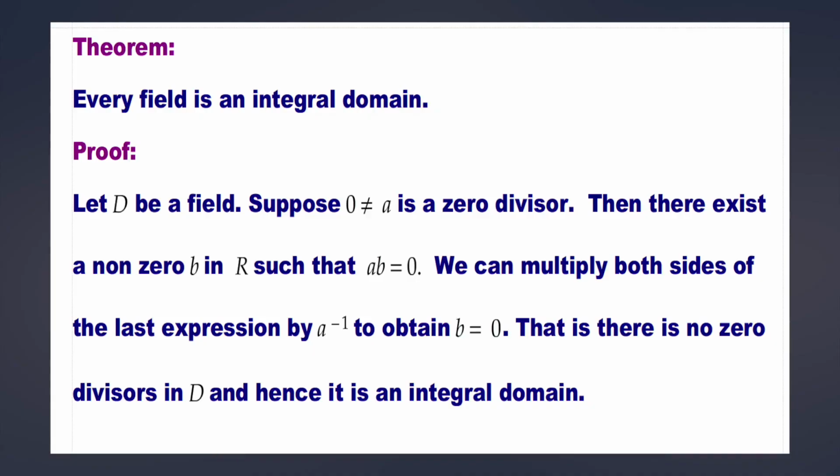Let's see a theorem now. Every field is an integral domain. Now for the proof, let D be a field. We are supposed to prove that D has no zero divisors, but let us try proving this by contradiction. Suppose there exists an a which is not equal to 0 and it is a zero divisor. Then there exists a non-zero b in R such that ab is equal to 0. In this case, we can multiply on both sides of the last expression by a inverse to obtain b is equal to 0. Now this is a contradiction. So there are no zero divisors in D and hence it is an integral domain.